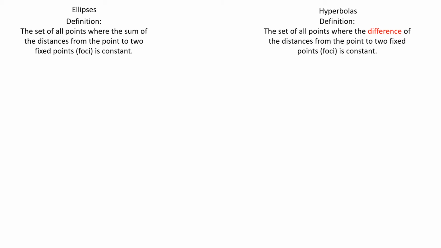So, first of all, looking at ellipses and hyperbolas, I said they were very similar. So, let's take a look to compare them. The definition of an ellipse is a set of all points where the sum of the distances from the point to two fixed points is constant. The hyperbola definition is a set of all points where the difference of the distances from the point to two fixed points is constant. So the difference here is whether it's a sum or the difference.